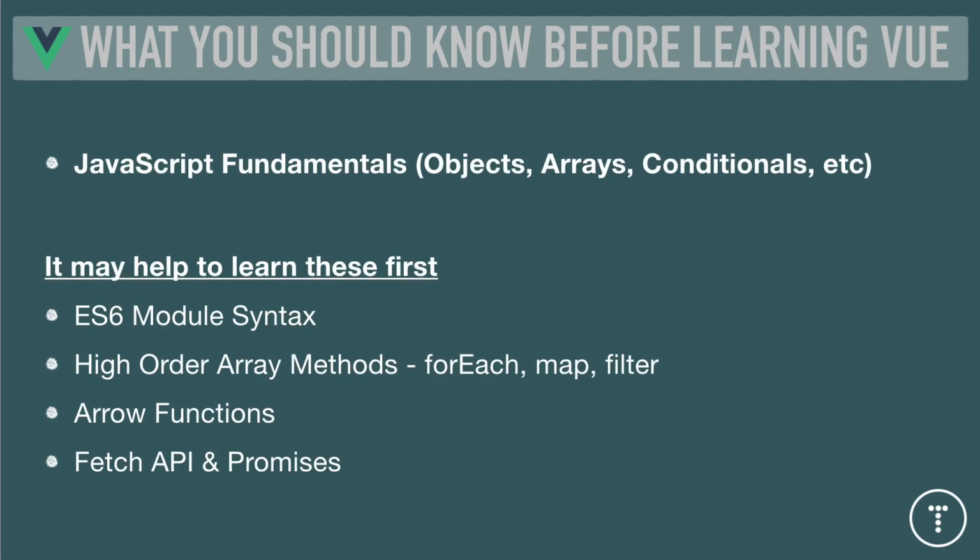All right, so what should you know before learning Vue? As with any framework, you need to know the fundamentals of JavaScript, especially objects and functions. That's really what Vue is made of. The other stuff below all has to do with the newer ES6 features like the module syntax, higher-order array methods, arrow functions, fetch API, promises. This is stuff that you should probably learn before jumping into any framework. But like I said, I think Vue is the easiest one to learn, so you might be okay just knowing the fundamentals and then learning Vue.